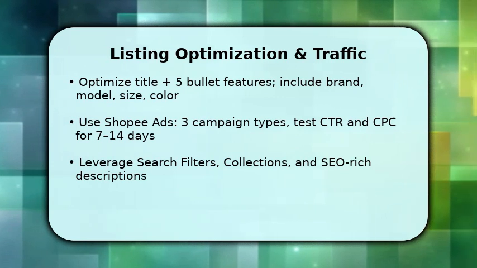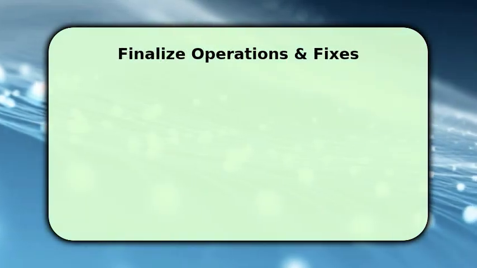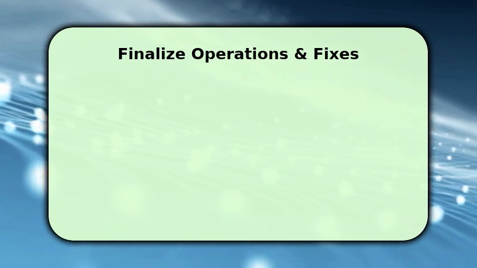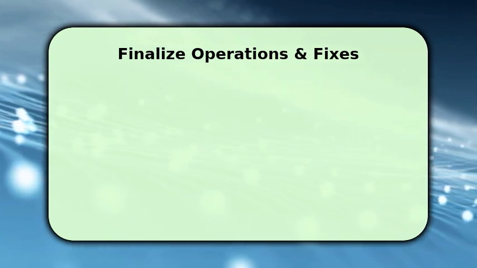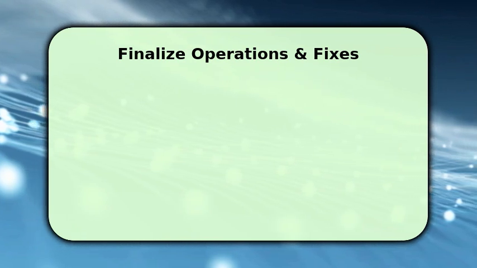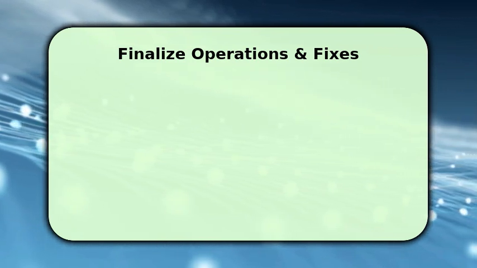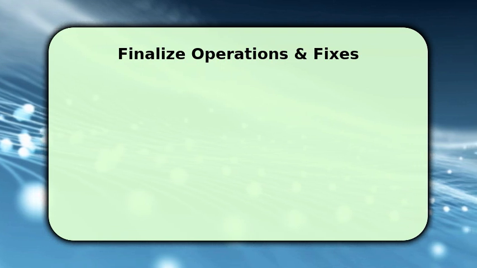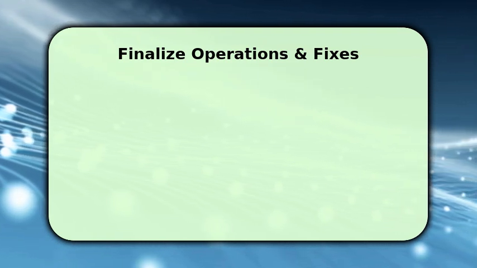You finish by locking operational controls and a daily review routine. Set shipping templates and SOPs, define 24-48-hour response targets, and automate order packing labels to reduce errors. Then, track conversion percentage, AOV, return rate, and fulfillment time each day and adjust promos or inventory accordingly.